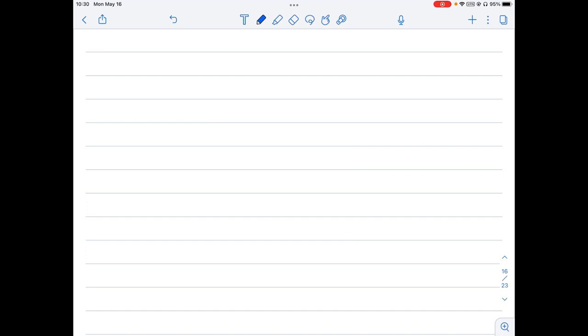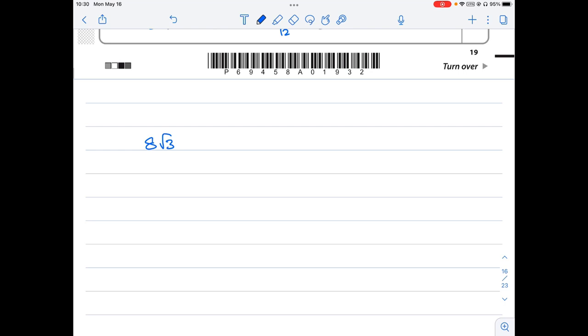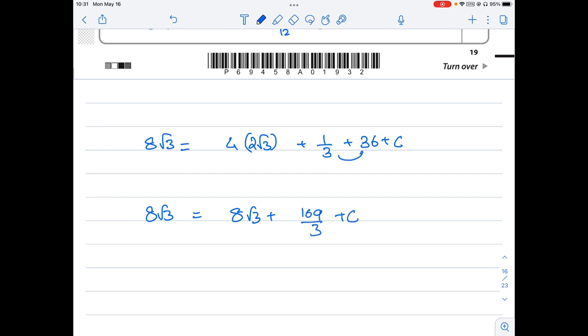So what does that become now? 8 root 3 equals 4 times 2 root 3, since root 12 is 2 root 3, plus 4 upon 12 is 1 upon 3, plus 3 times 12 is 36, plus c. These two, if added, become 109 upon 3 plus c. 8 root 3 and 8 root 3 get cancelled. C is equal to minus 109 upon 3.